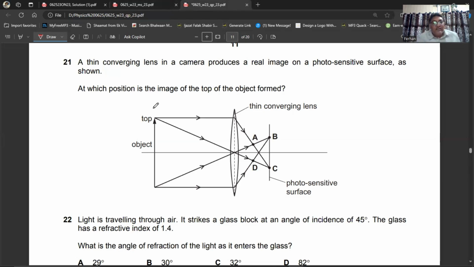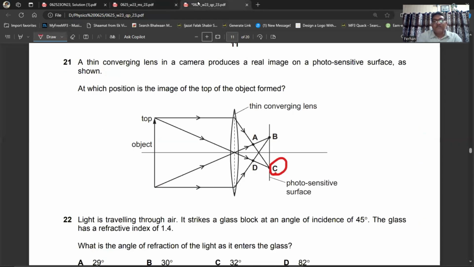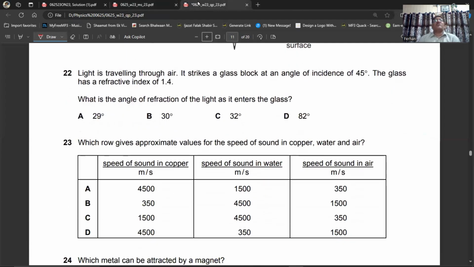So the top of the object will be the bottom of the image, that is C. So I think C is the right option. It's a conceptual question. 21, C is the right option, sir. Then we have question number 22.